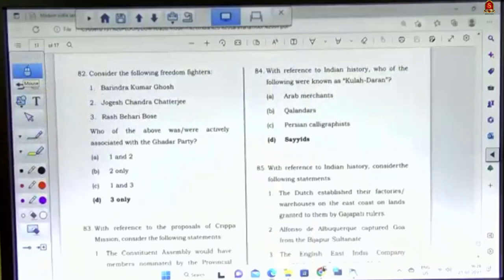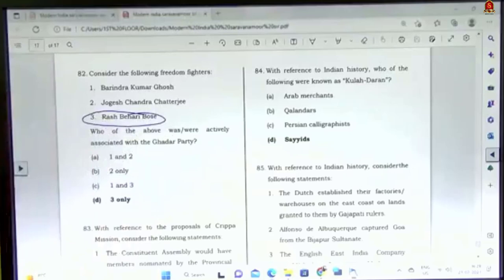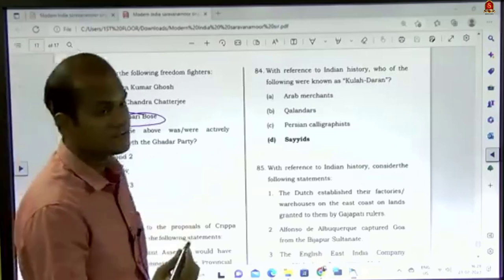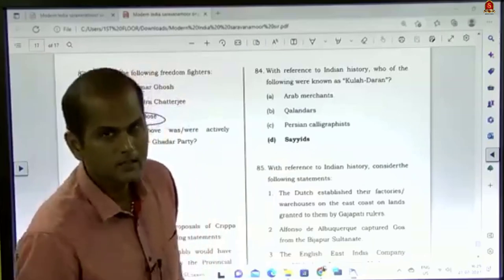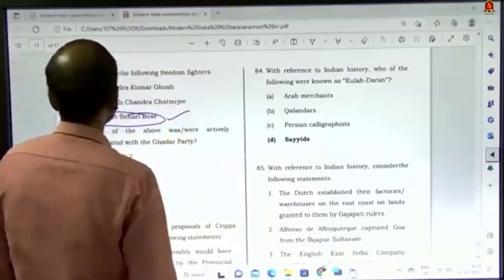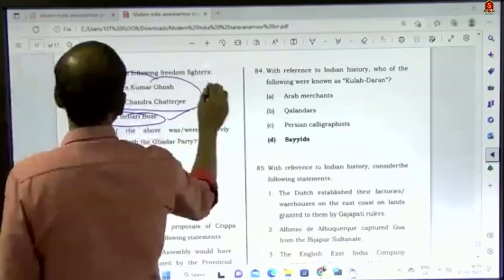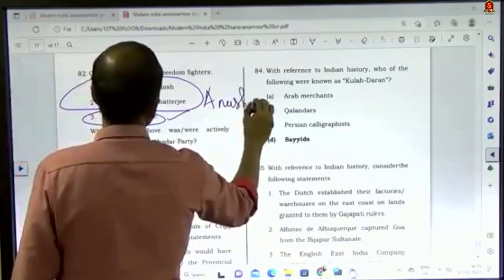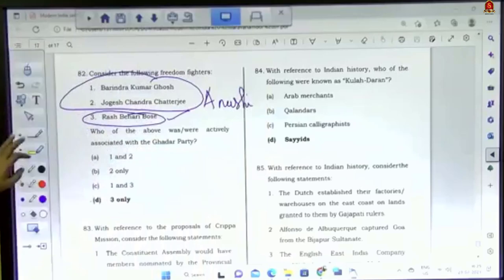Come to 82. Barindra Kumar Ghosh, Jogesh Chandra Chatterjee, Raj Bihari Bose, who are associated with Gadar Party, is only this. Raj Bihari Bose, though was in Japan, was associated with Gadar Party in USA, because Gadar Party members were not only in San Francisco, they have active membership in Singapore, Japan also, right? After the Delhi bomb blast, Raj Bihari Bose escaped to Japan, where he became a member of the Gadar Party. Barindra Kumar Ghosh and Jogesh Chandra Chatterjee are related to Anushilan Samiti of Kolkata group. That's why answer D.